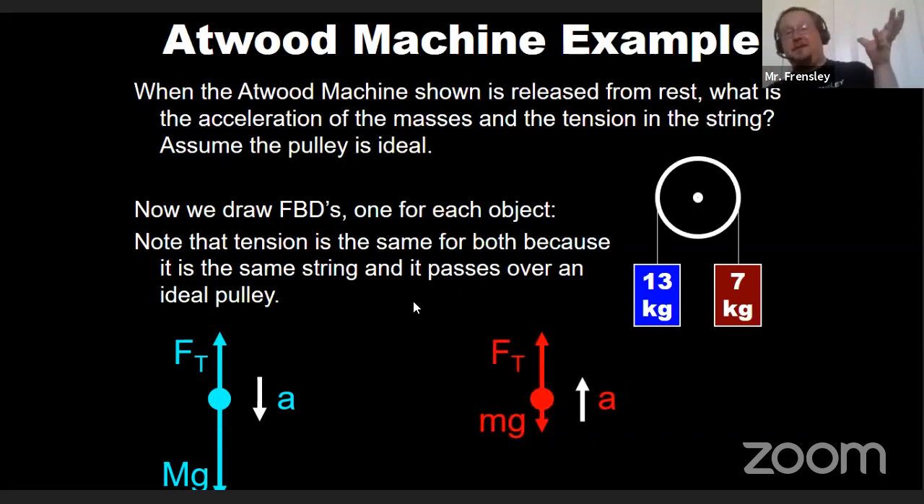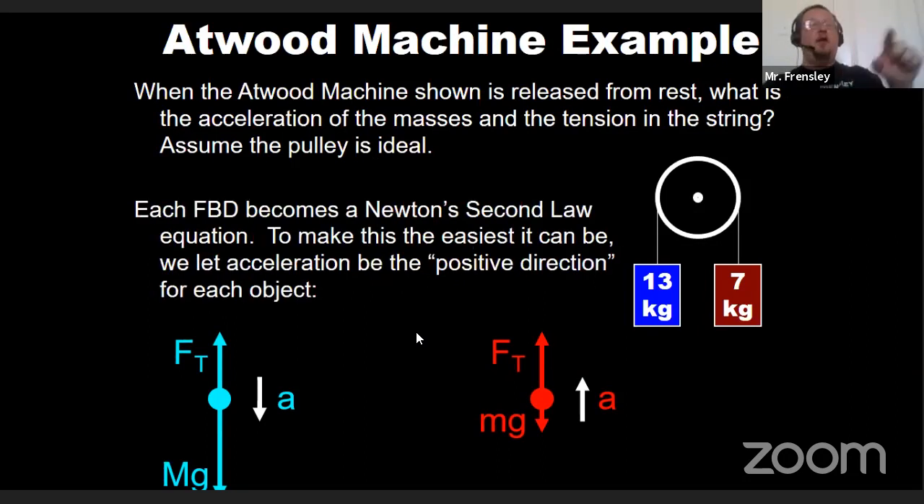The 7 is going to have the same force tension. It's an ideal pulley, same force tension up, but its acceleration is going to be up. So the force tension is bigger than the mg down. Okay, so there you go. Now, what am I thinking about? I want to come up with an equation for each of these. So for each free body diagram, we can make an equation for Newton's second law.